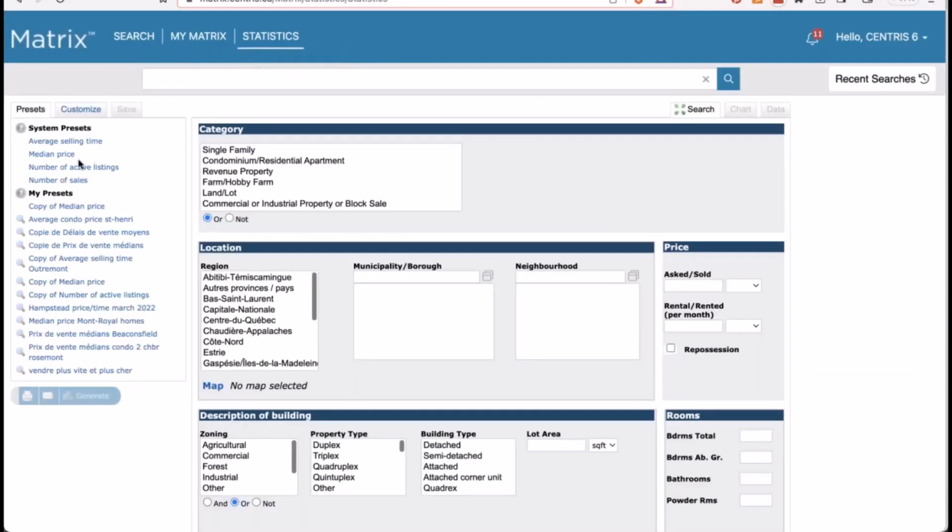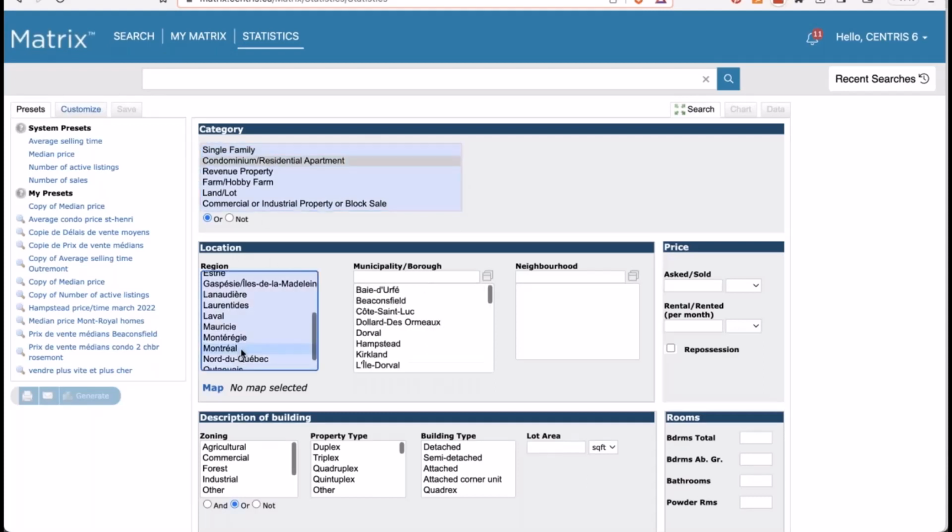So what we would do, we can choose, so it's easy. On the left, you have 3 tabs, and on the right, you have 3 tabs. So you have to do the search criteria at first. So I'll do condos, and then I'll go down to the borough we had illustrated here.